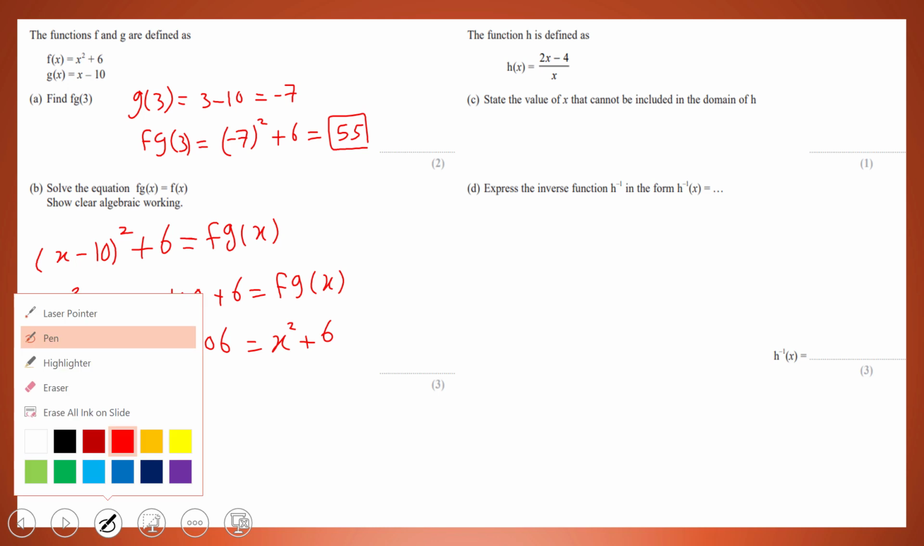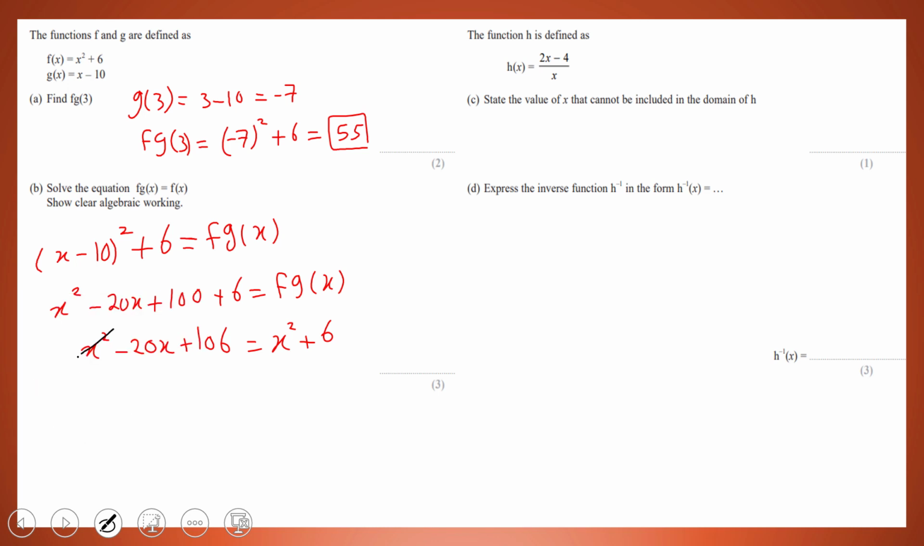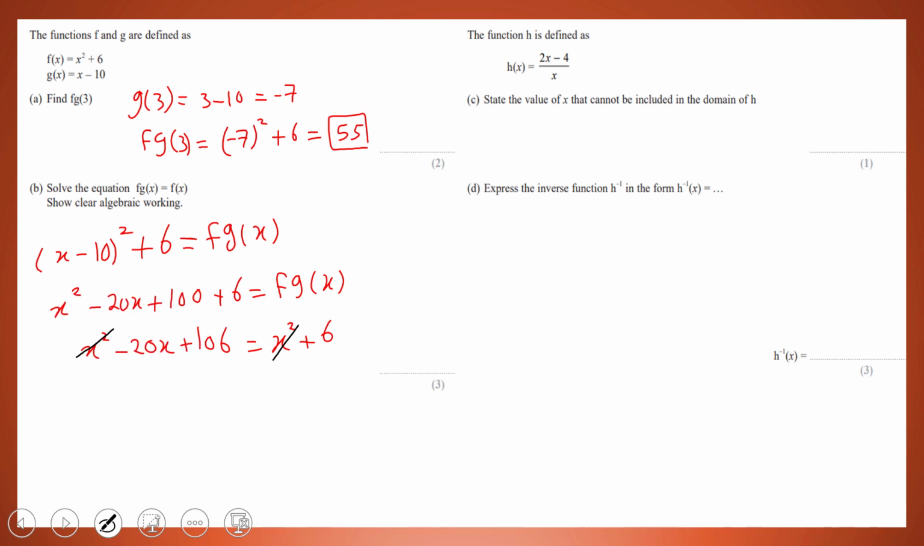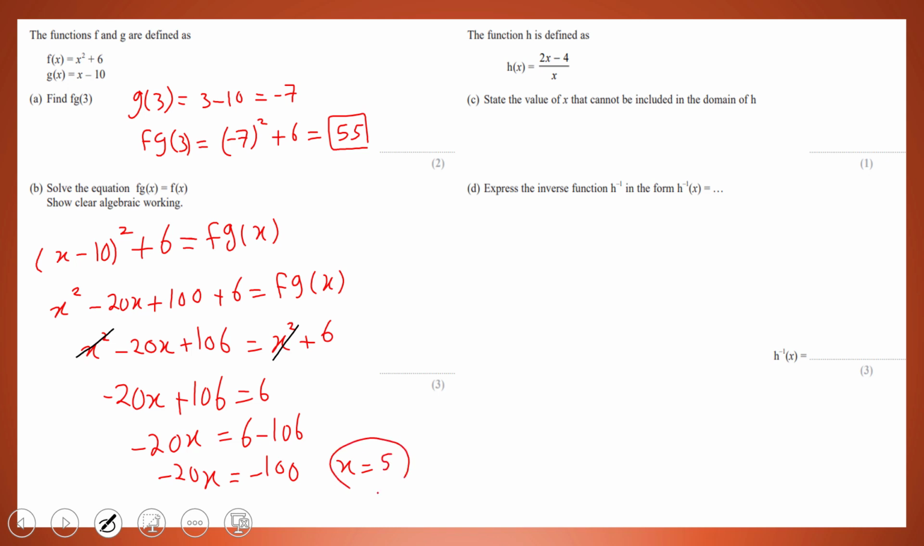So if you want to solve this, what you will do is you can cross out x squared and x squared. So it becomes now negative 20x plus 106 is equal to 6. Shift this there, so it's negative 20x equals 6 minus 106, so it's negative 100. And then we have here negative 20x. So divide by negative 20, divide by negative 20. So x would be 5. So we got x as 5.